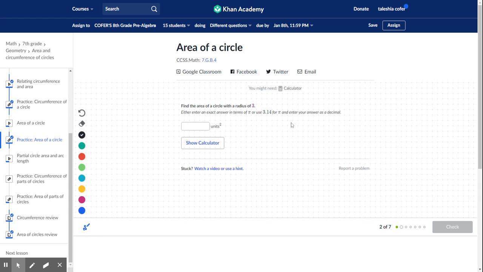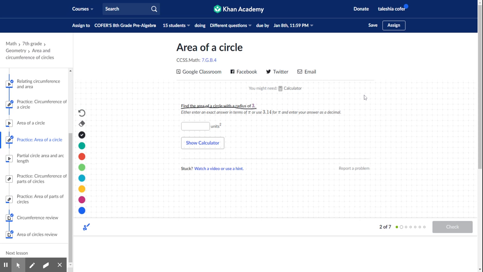Hey guys, today we are going to use the circumference, radius, and the diameter, or whichever one they give us, to find the area of a circle. In this case, they want us to find the area of a circle when given the radius of 3.